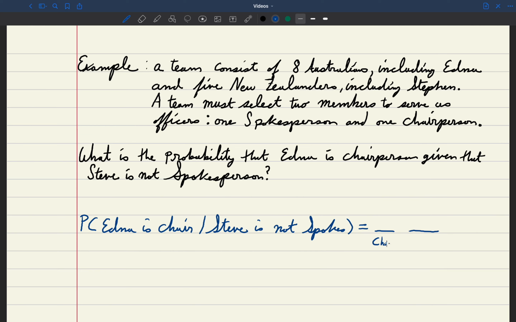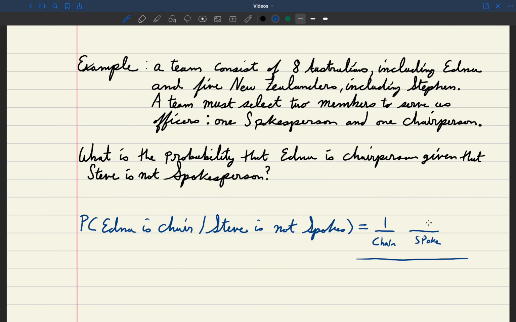And I'm going to set it up the same way, and I'm going to solve it in a very similar way. So the only thing we're guaranteed in this problem is that Steve is not the spokesperson. Well, for the numerator, we're saying that Edna is chair. So that's only one choice.